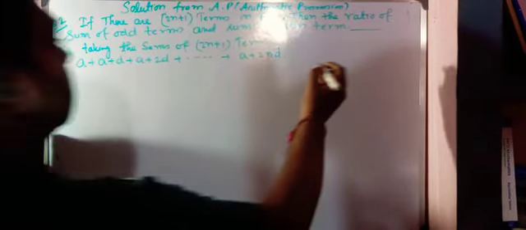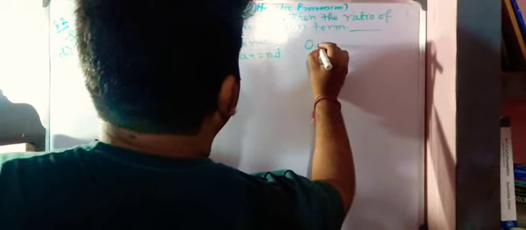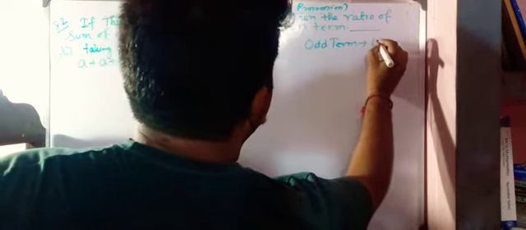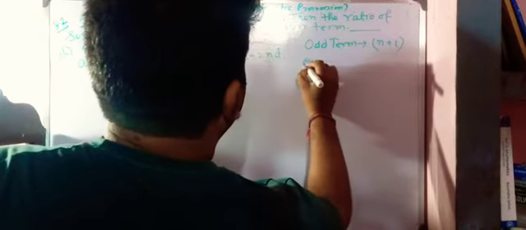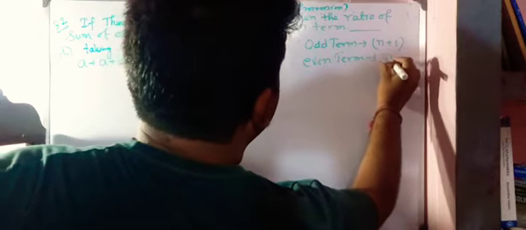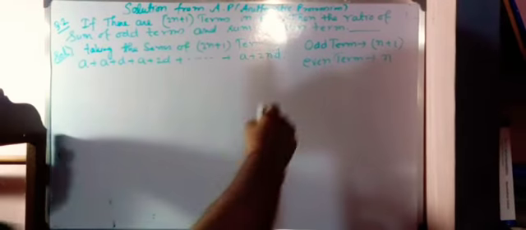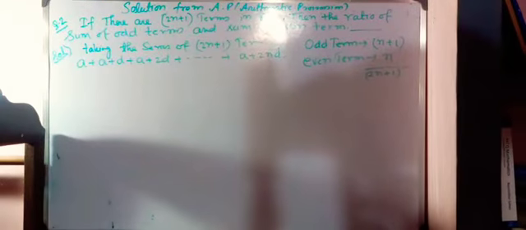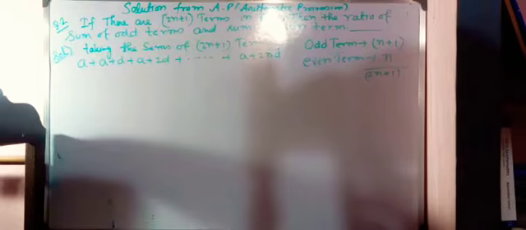Taking the odd terms, the number of odd terms is n plus 1 and the even terms are n in number. So if we add these, we get the total terms 2n plus 1. Understood? Now, next move to another question.